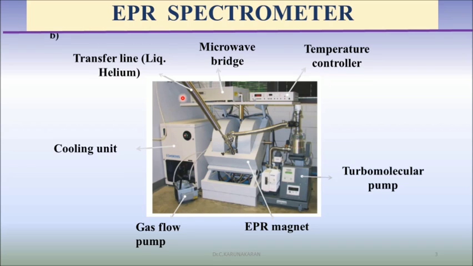This is the actual EPR spectrometer. These are the electromagnets. It has a microwave bridge, microwave guide, and a temperature controller, with liquid helium to measure low temperature EPR.